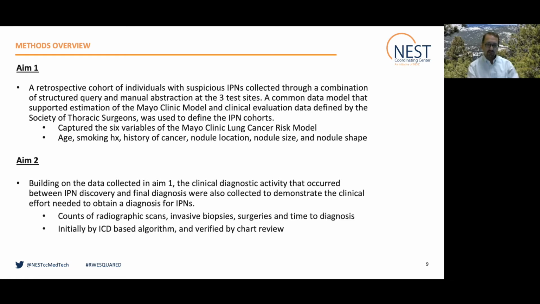And then for the second aim, that diagnostic activity, an algorithm was developed through an iterative process and deployed at each one of the sites. The clinical activity that was counted was radiographic scans, various types of biopsies, FNA, whether CT-led or full thoracotomy, thoracoscopies, as well as time to diagnosis. The algorithm was based on a variety of CPT and ICD-9 codes and was later verified by chart review of a subset.